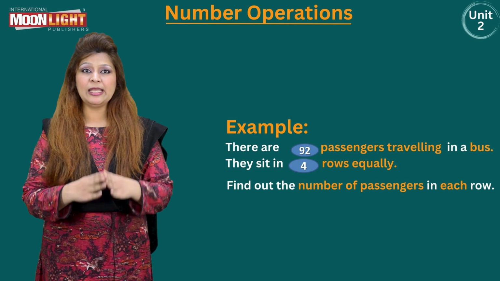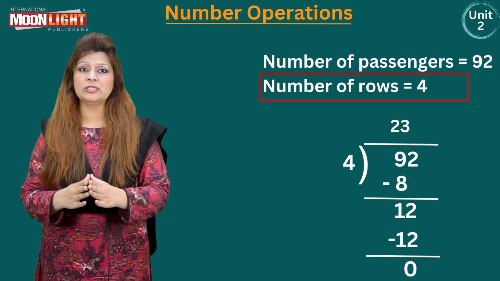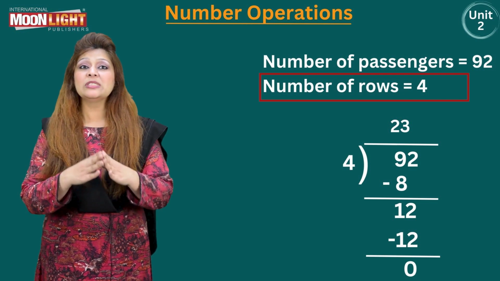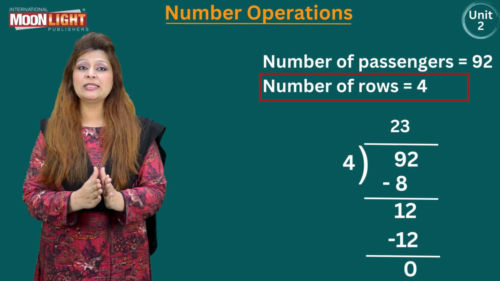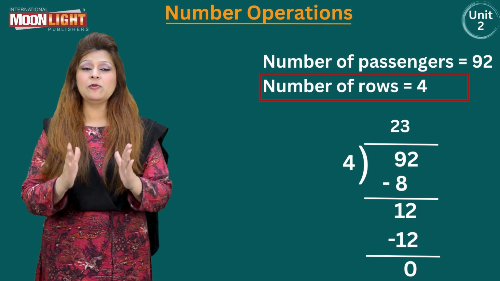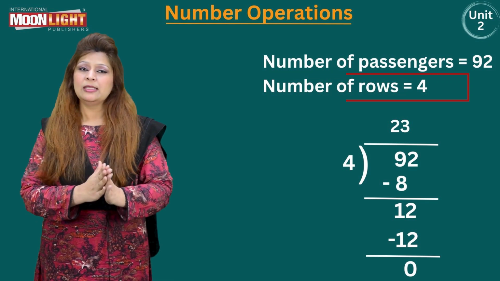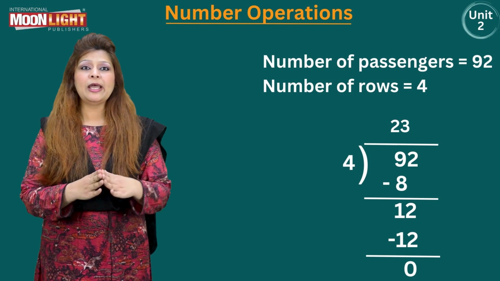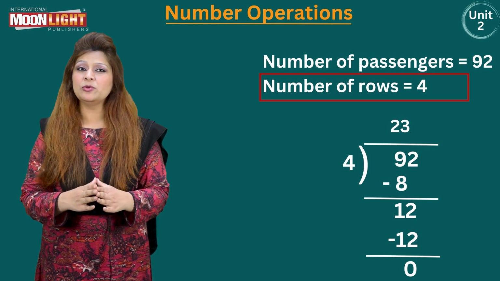The next statement is number of rows. You can check the underlined word rows. Equally means what is given? Rows are given. Equally I can omit as well because this is the main thing which I am going to get. So I am just going to write that number of rows is equal to 4.